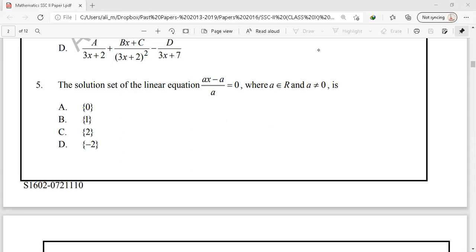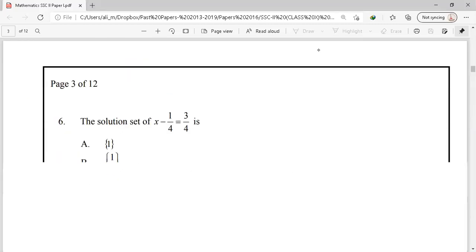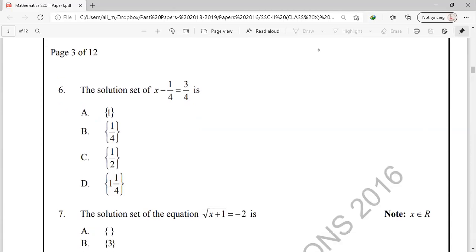Let's see the other question, that is question number 6. In question number 6, we have to again find the solution set. X minus 1 over 4 is equal to 3 over 4. So we will shift this 1 over 4 to the right hand side of the equation. So x will become 3 over 4 plus 1 over 4.